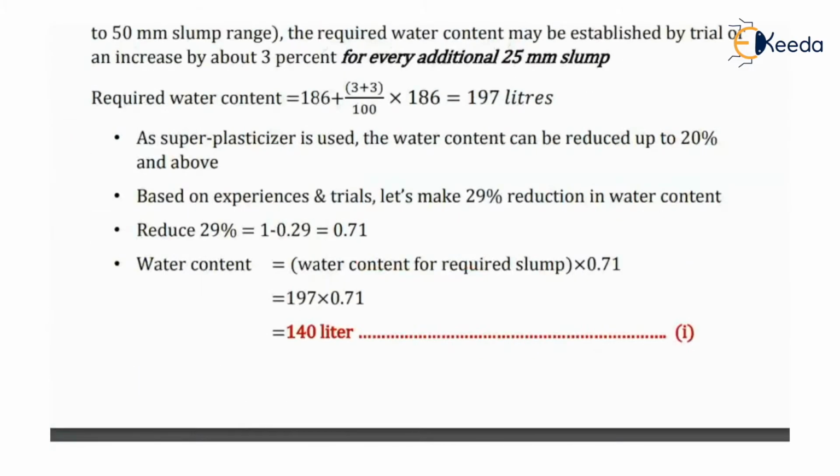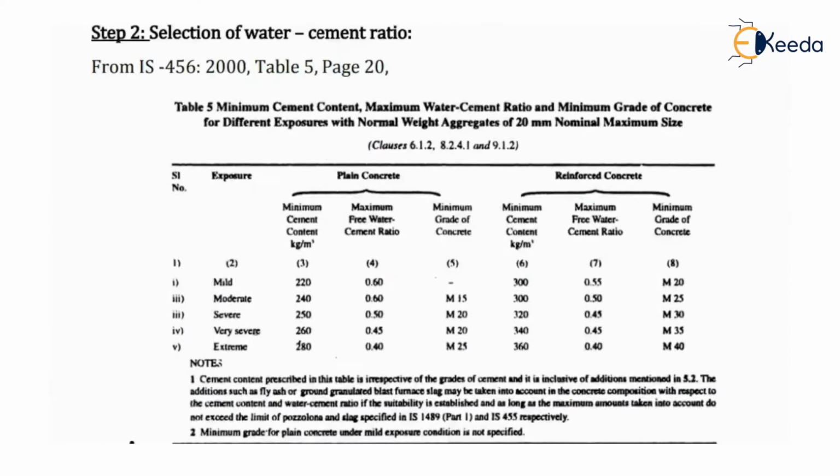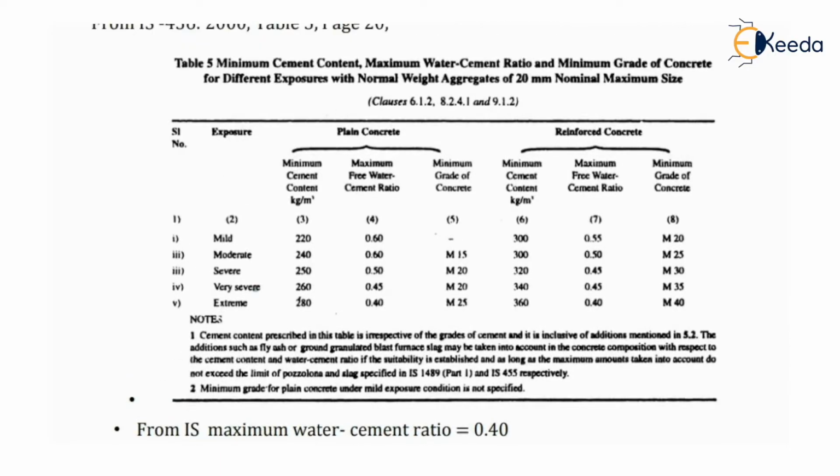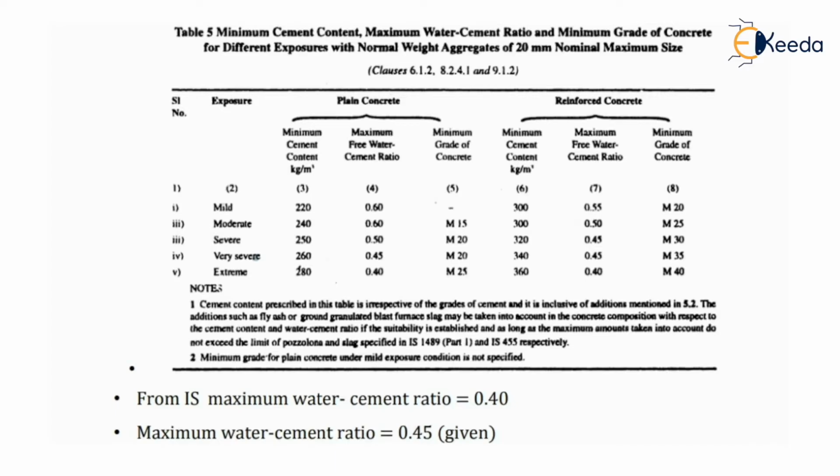What is the minimum cement content for severe exposure condition? Let's again refer to the table from IS 456-2000. From table number 5 of IS 456-2000, for severe exposure condition for reinforced concrete structure, the minimum cement content should be 320 kg per meter cube.